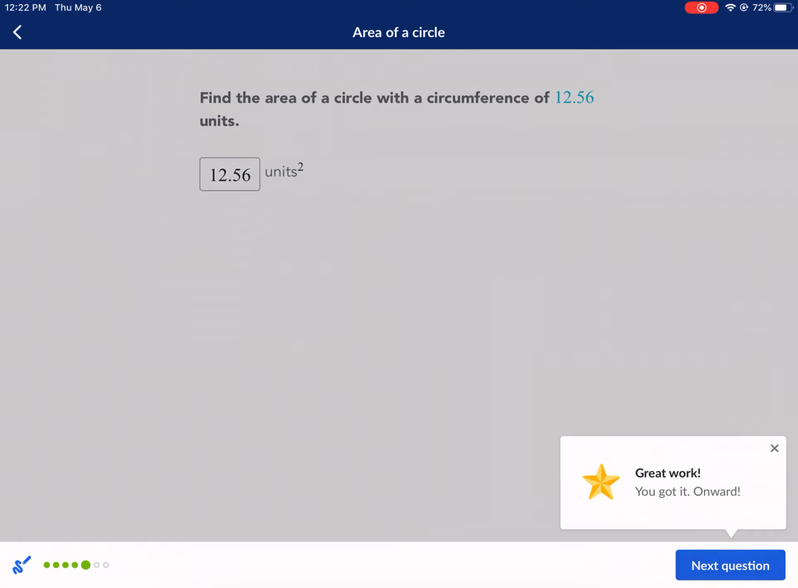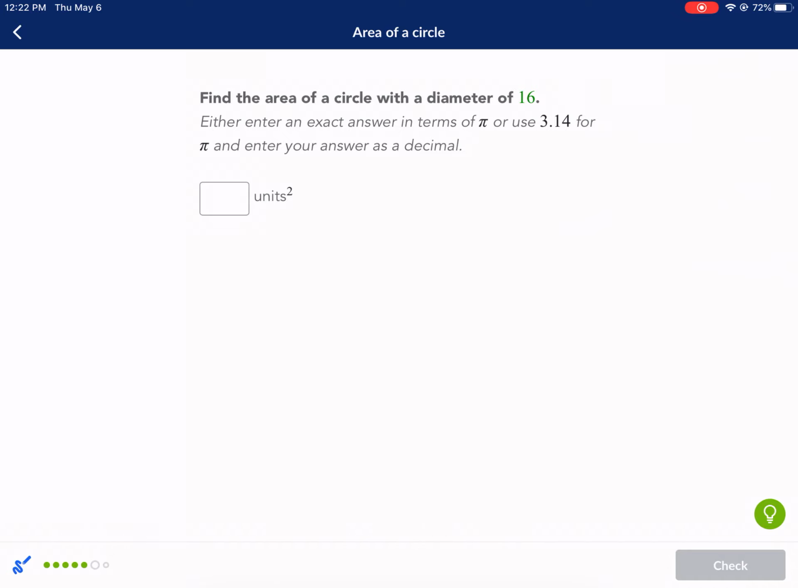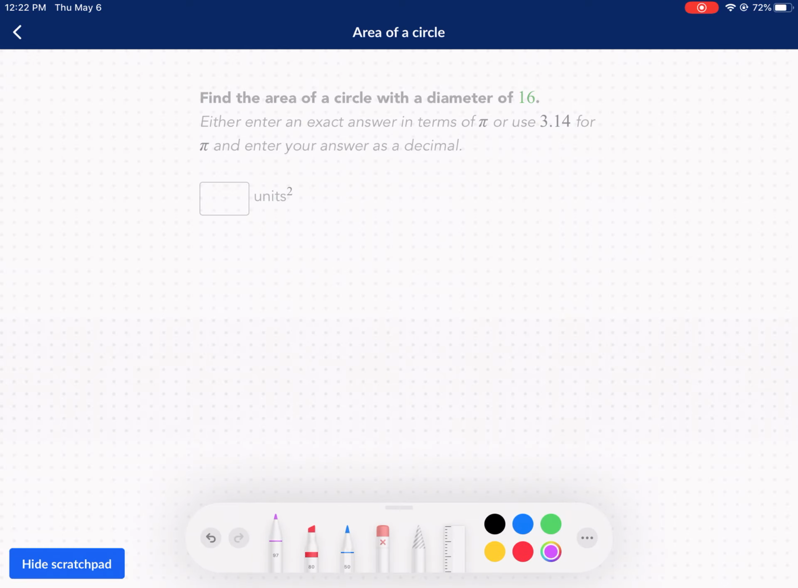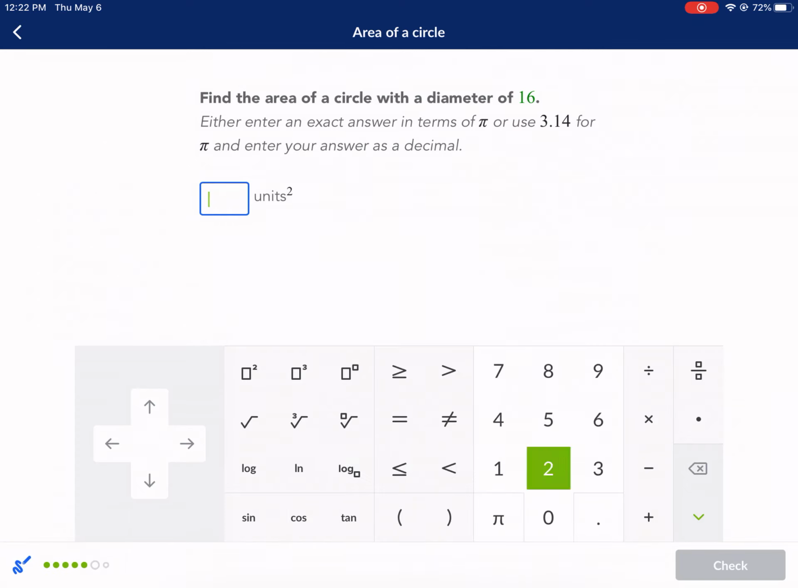Maybe do one more just to see if it's one we have already done. Okay, diameter. So this one you just cut in half. You're going to divide this by 2. That's 8, and 8 squared is 64, times 3.14. So I get 200.96. I said I was going to do one more, but I guess I'm just doing it quickly.